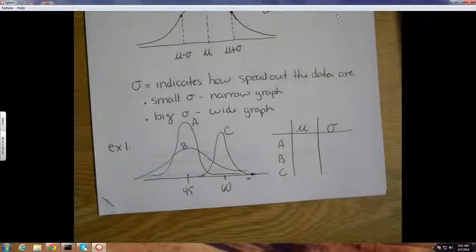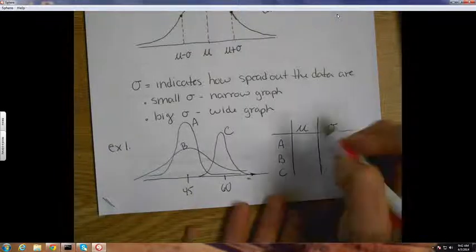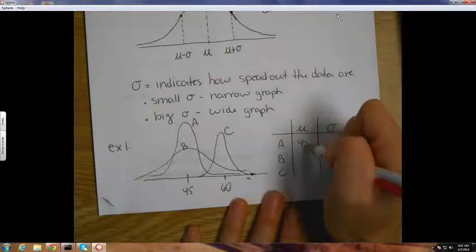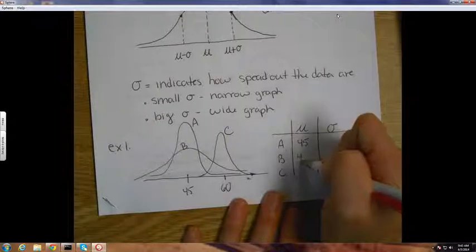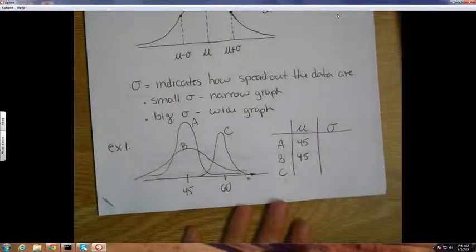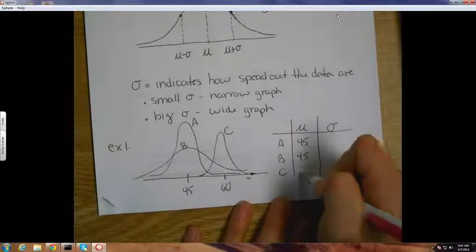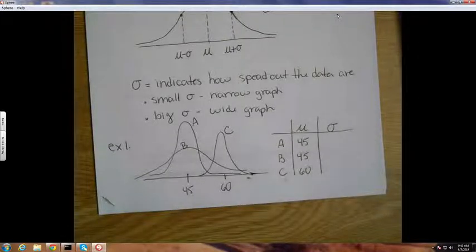Okay. Can you tell me what the means are on these 3 graphs? Or what I tried to shoot for. The mean of A is 45. I was shooting for B to be 45, so they have the same mean, and C is at 60. So the mean tells you where that line of symmetry is at.